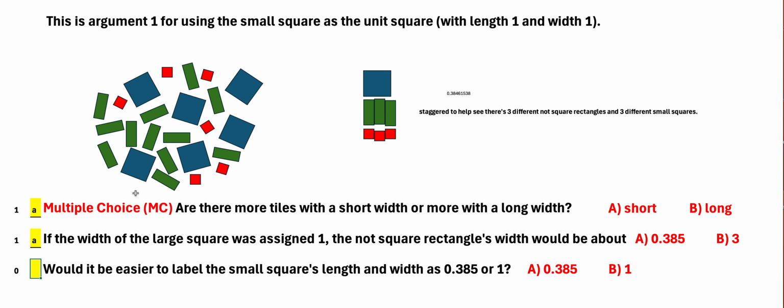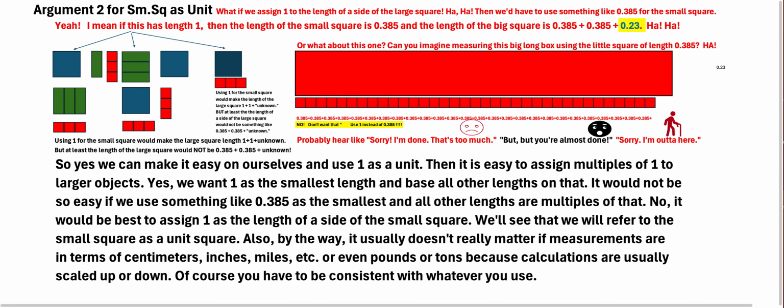Would it be easier to label the small square's length and width as 0.385 or 1? And it'll be B. A lot easier to use that 1. Because if you do that, then you just count, okay, there's 1 and 1 and 1. You don't have to say 0.385. That's a lot easier. Okay, let's go to the next page.